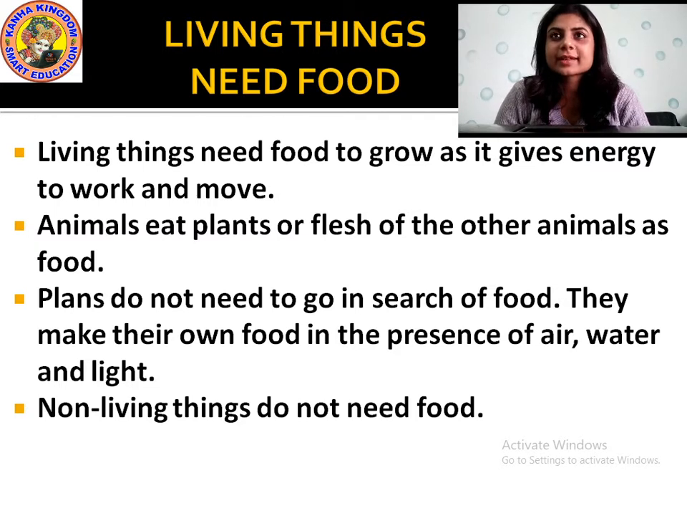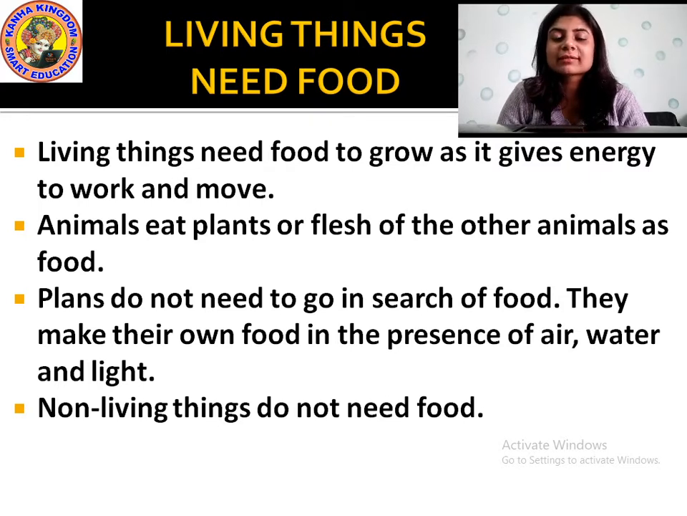The next characteristic is living things need food. We need food to live. Animals eat food to live. Human beings need food to live. Insects, birds, fishes, they all need food to live. But plants do not need food. Why? Because they can make their own food. They do not eat food. Living things need food to grow, as it gives energy to walk and move.